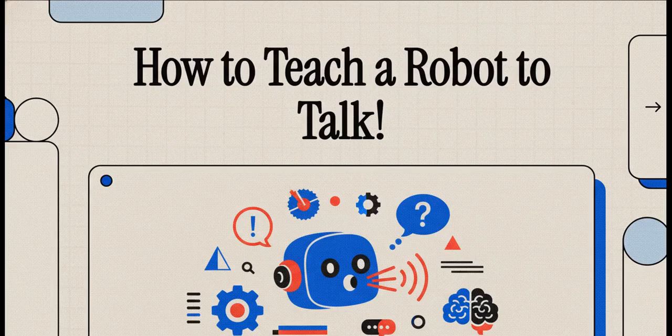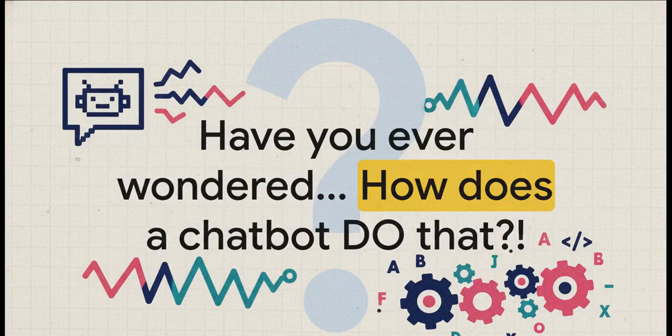Hello! Get ready, because today we are going to solve a super big mystery about something you've probably talked to before. But guess what? It's not a person. How cool is that? You ready? You know when you're on a website and that little chat box pops up at the bottom and you type something and it types right back? It feels kind of like magic, doesn't it? But how does it do that? How in the world does a robot learn to have a conversation? Well, we are about to find out together.